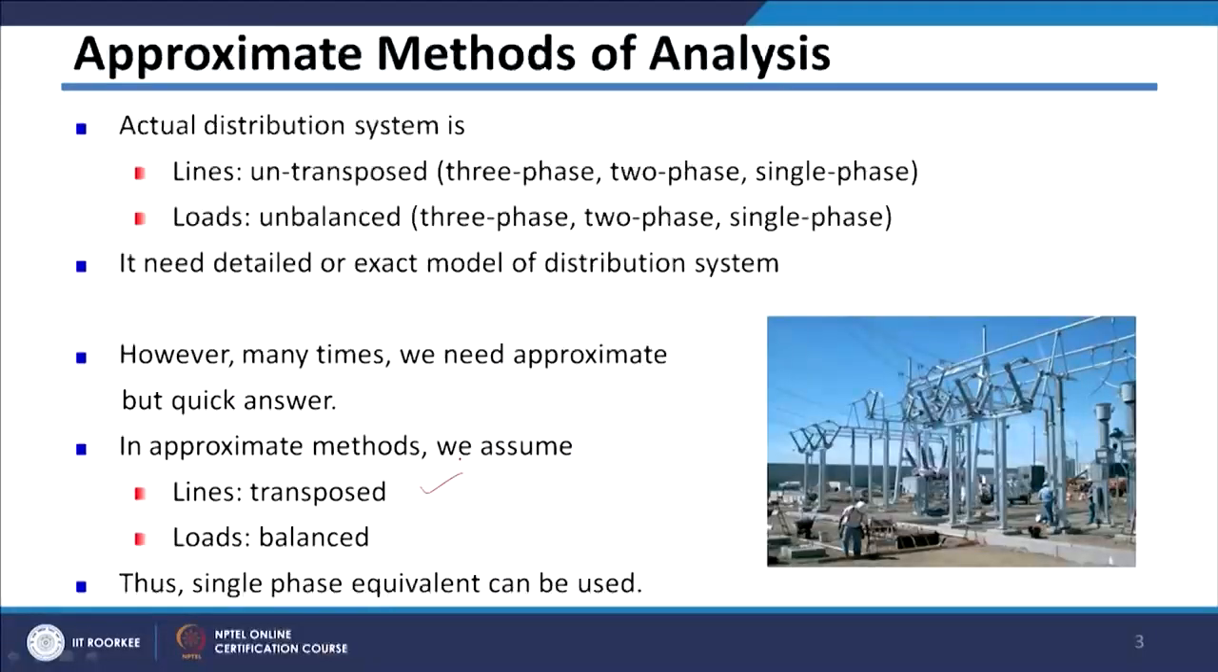However, many times in the field, distribution engineers need an approximate or quick kind of solution. So, what we are doing in the approximate method, we are assuming that loads are balanced and lines are transposed. With this approximation, we can use a single phase equivalent of the feeder as well as loads for the analysis.